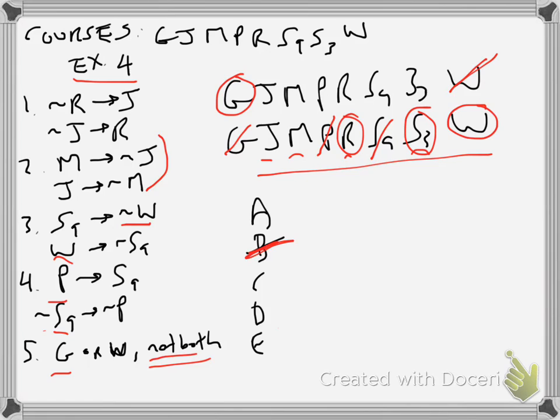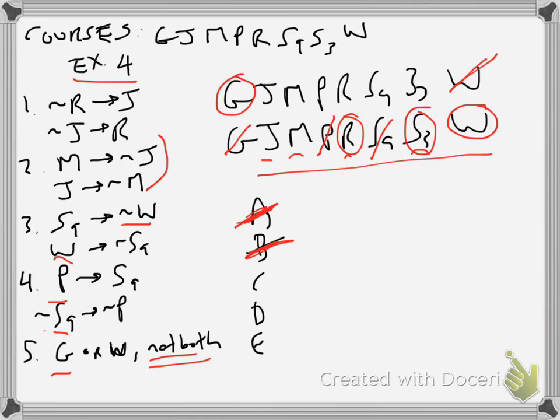We keep going. If there's statistics at 9, there cannot be world history, but the problem here is they don't tell you which statistics it is. Rule 4, if there's psychology, there has to be statistics at 9, but since they're only showing us 3 of the 4, we don't know if it's there or not. And then finally, there's a G or a W, but they can't be both, and at the very least, that eliminates answer choice A, which leaves you with C, D, and E.